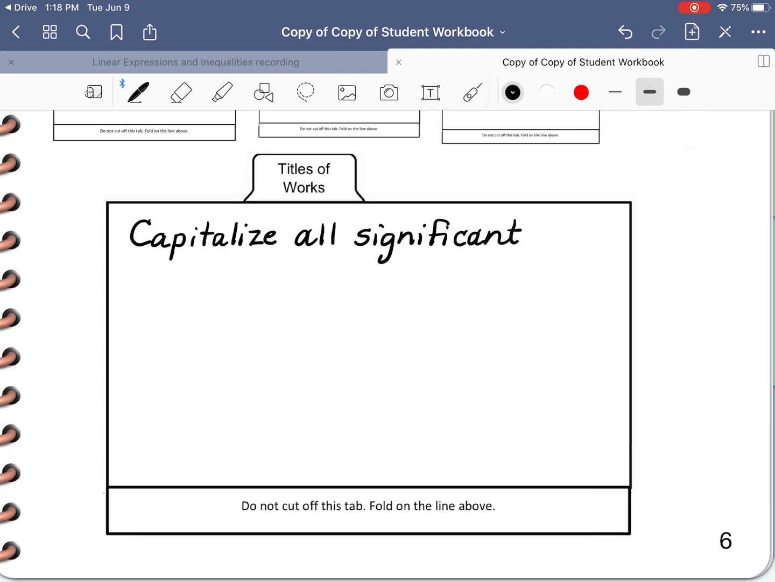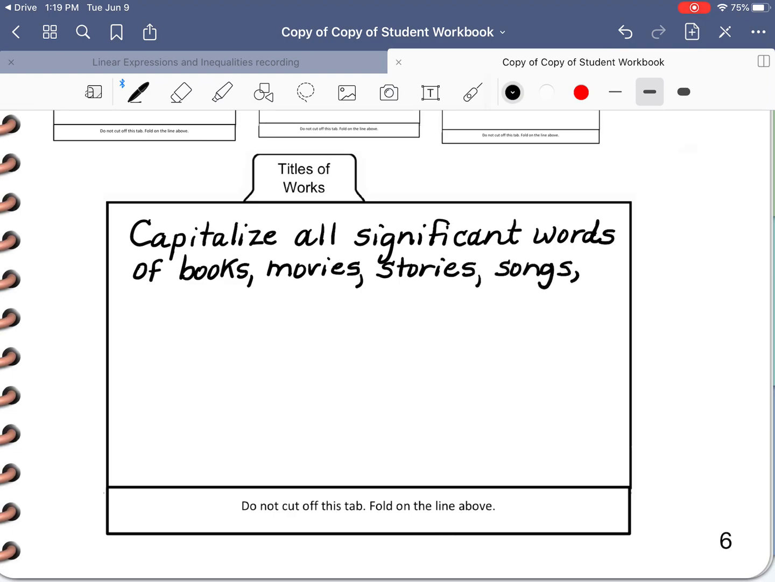I learned this rule as all important words of books, movies, stories, songs, poems, etc. Paintings, anything that someone has written or drawn, those are works of art, works of literature. We call those works. So you capitalize those.